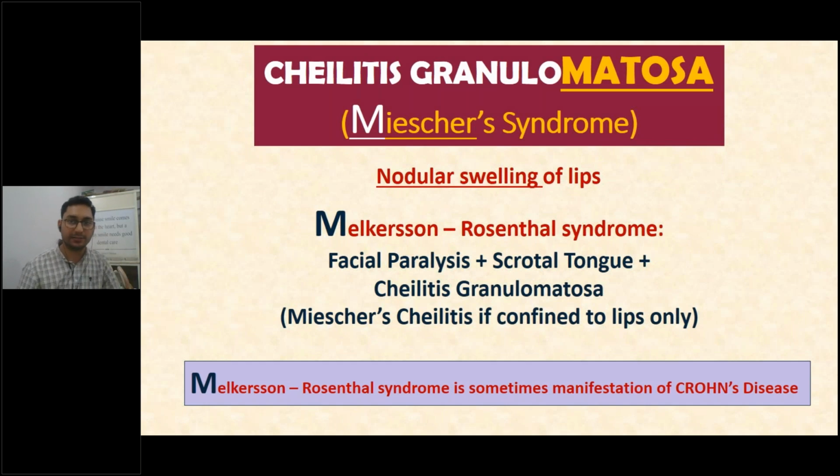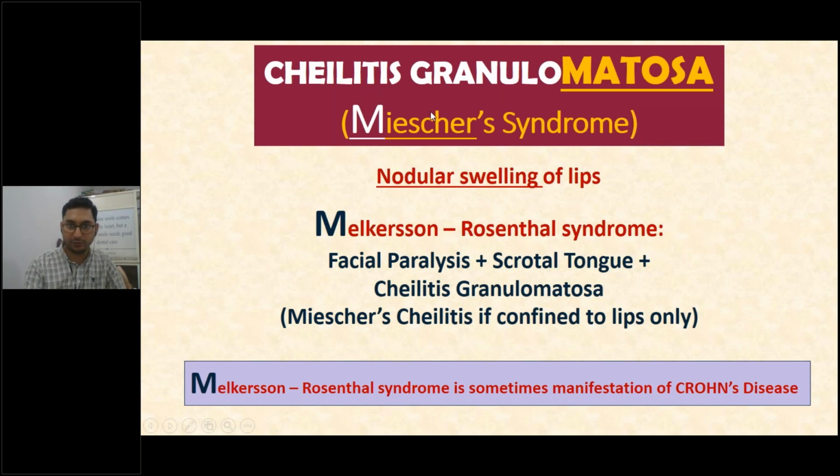Next is cheilitis granulomatosa, motasa, right? Matosa sounds like motasa, you know? So matosa means motasa, means lips will be nodular. So M for motasa, M for Miescher's syndrome, M for Melkersson-Rosenthal syndrome, all are in this lesion. You need to remember M, and all will be covered. So cheilitis, again inflammation of lips. Granulomatosa, the lip will be motasa, enlarged lip, right?